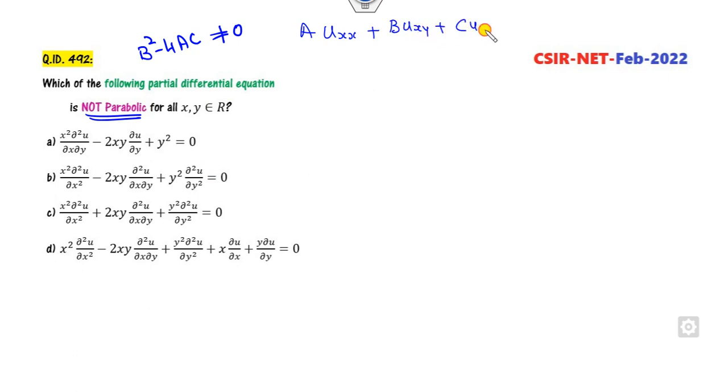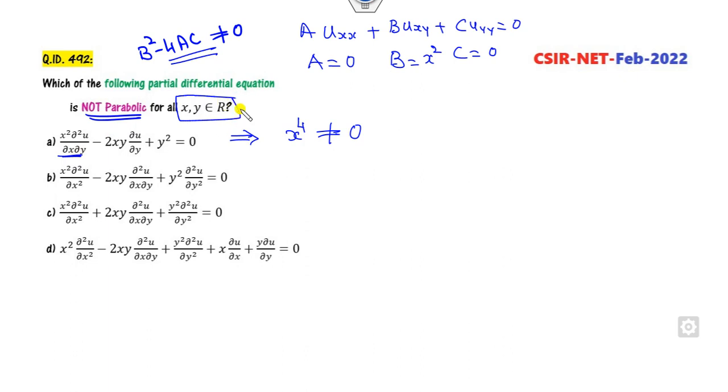U_xy, C U_yy. So here A is 0. This is the coefficient of the xy term, so B is x square, C is 0. So what is B square minus 4AC? For the first case, x raised to power 4, which is non-zero for all this range. If I consider x as minus 1, it is non-zero. So it is non-parabolic.